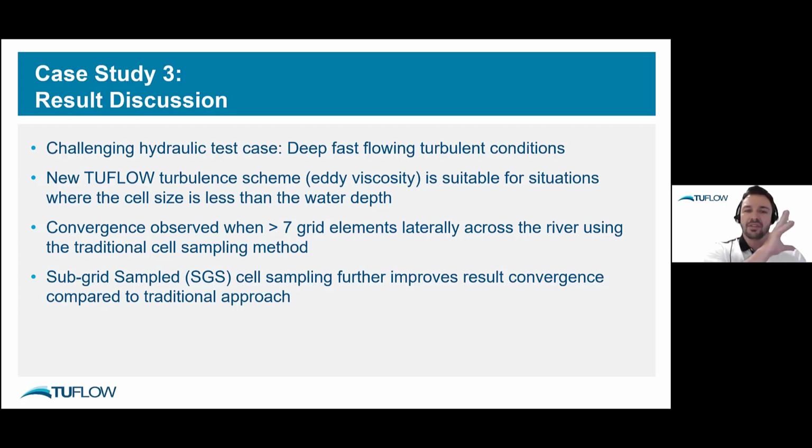In all of those results, we achieved convergence when there were more than 7 cells across the channel, which is slightly more than the guideline value, but it's not really a surprise given the challenging hydraulic conditions. And the subgrid sampled situation really did improve the results relative to the traditional approach.